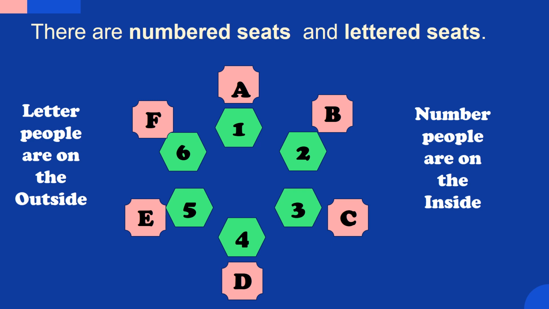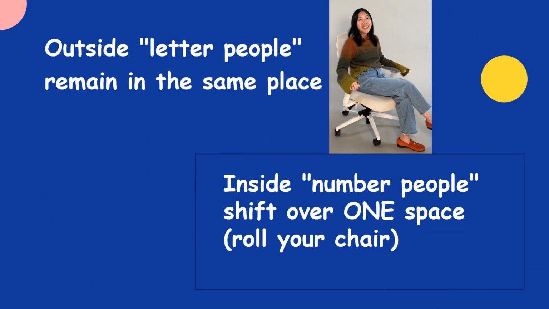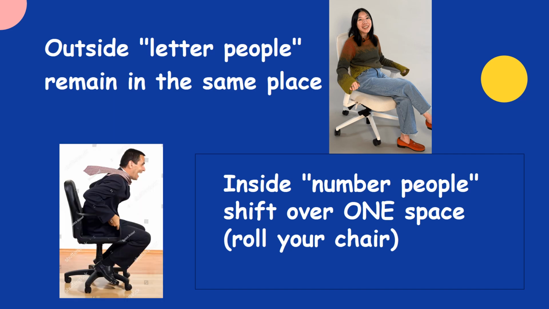So, there are numbered seats and lettered seats. Look around the classroom. You should be facing each other in pairs. So, letter people should all be sitting on the outside. Number people should all be sitting on the inside. Let's keep going. How it works. Remember, letter people, you outsiders, you're never going to have to move during the whole game. You are still. Inside people get to shift over one space and roll those chairs.